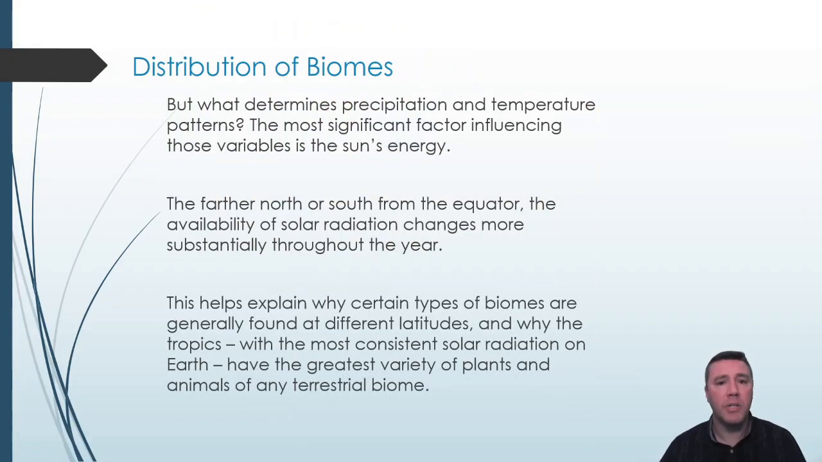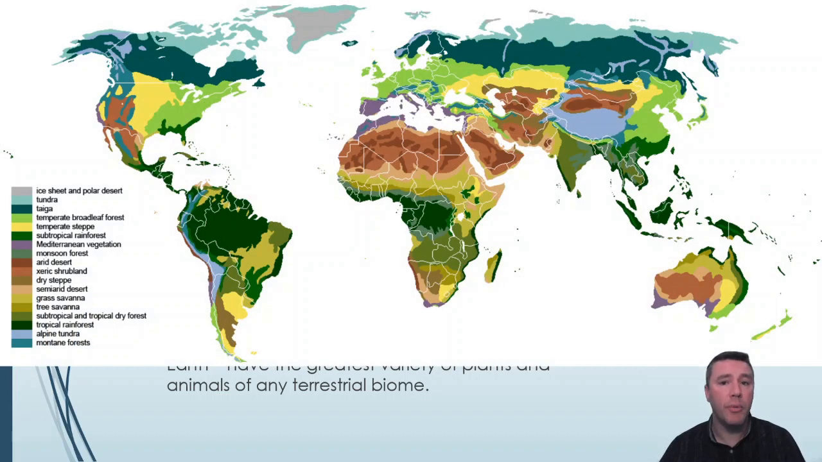Understanding this helps to explain why different types of biomes are generally distributed based on latitude, which runs east and west around the globe. The tropics, with the most consistent solar radiation, are clustered around the equator and have a great variety of plants and animals because of that consistent energy from the sun.